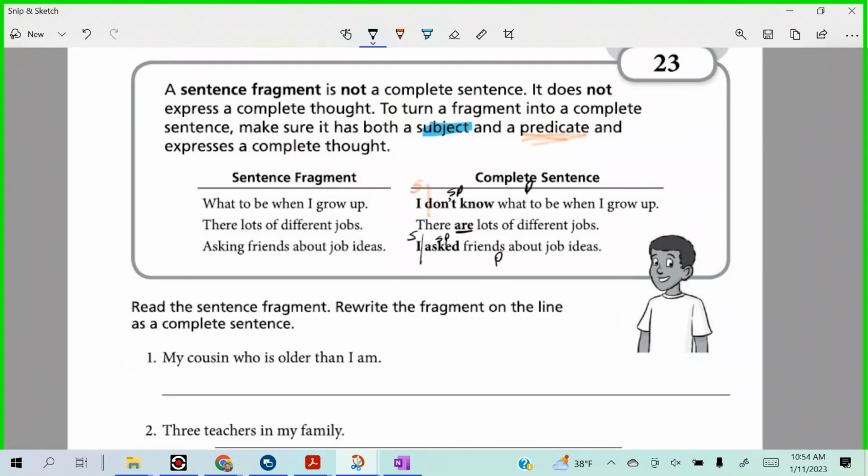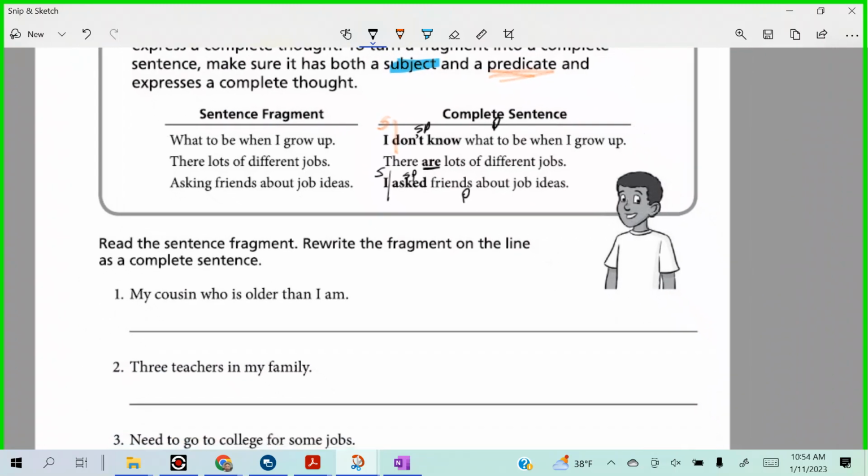All right, so it says, read the sentence fragments. Rewrite the fragment on the line as a complete sentence. My cousin, who is older than I am. DC. That's not a dependent clause. Well, yeah, it could be. That could be, yeah, but let's add a subject and a predicate. My cousin, who is older than I am. No. How about this? You ready?